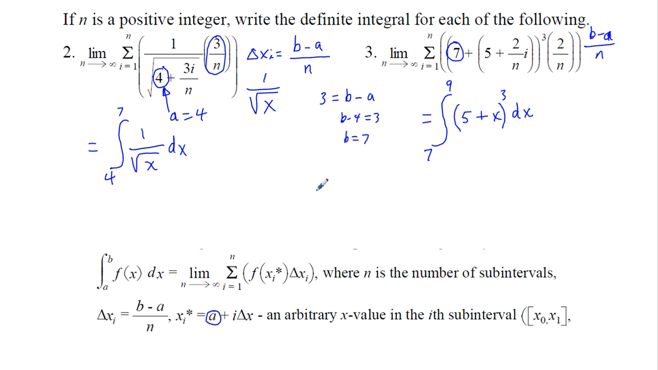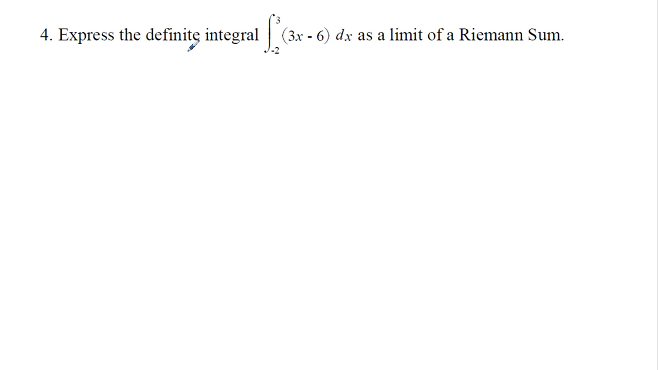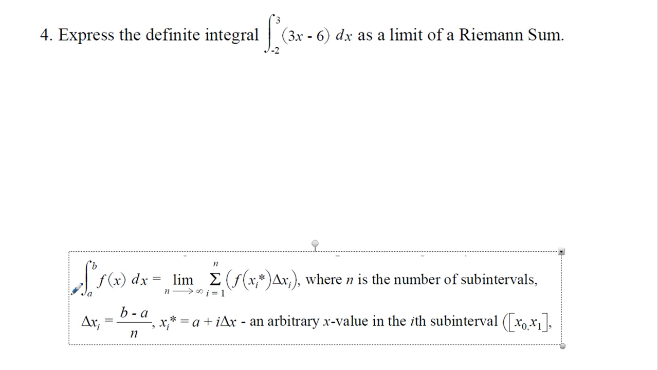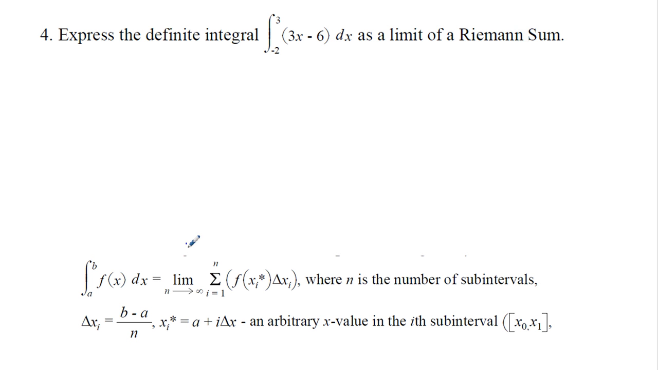I hope that's right, but you can see, I hope, how I followed the logic here using this guide, this informational guide. Let's go to problem 4, the last one we're going to look at, which is going in the opposite direction. Express the definite integral from -2 to 3 of 3x minus 6 dx as a limit of Riemann sum. And I happen to have got the next slide, which has below this guide with which we are going to work.